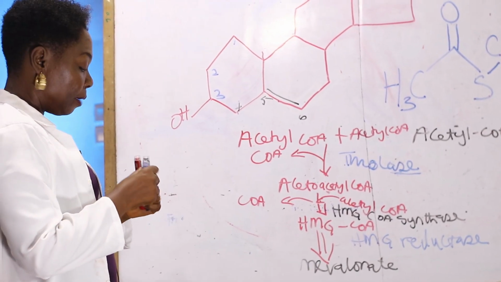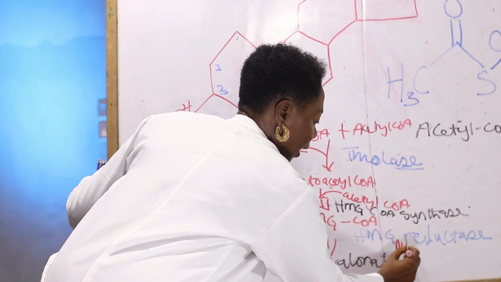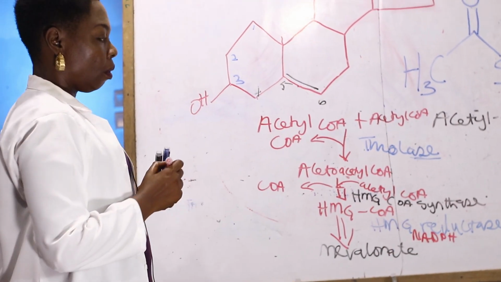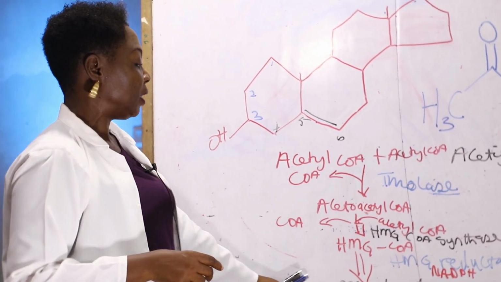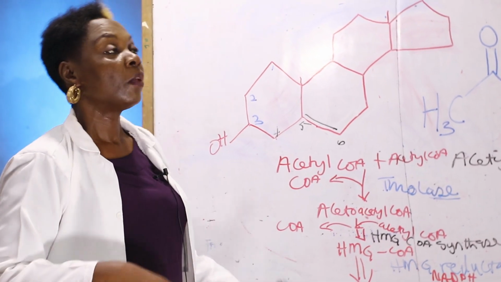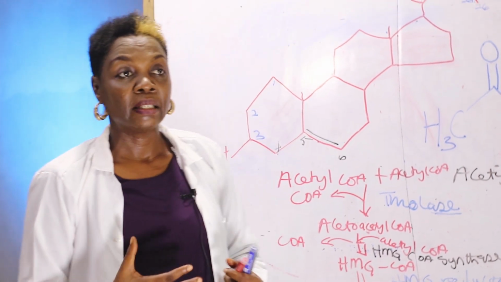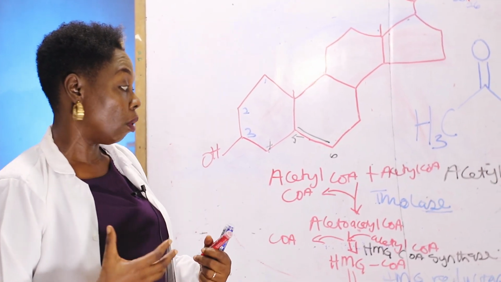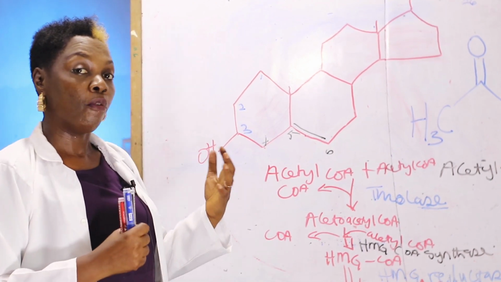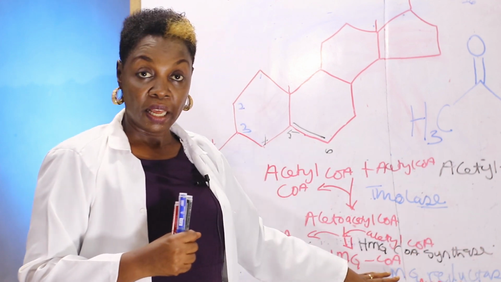And this enzyme is highly dependent on NADPH. All right, so now mevalonate is a very important compound. This is the rate-limiting step in this reaction. In fact, it controls the rate at which cholesterol is synthesized. Excessive amounts of cholesterol in the body can be controlled by the regulation of this enzyme.